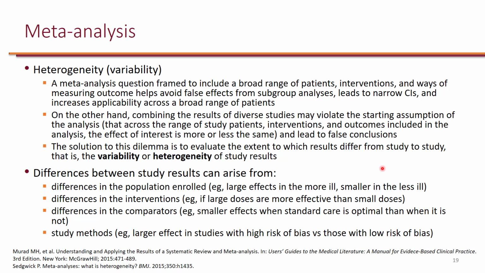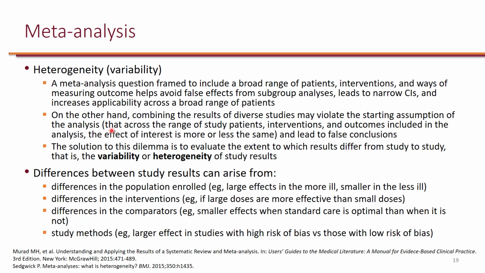When answering a question in a meta-analysis, there are so many variabilities. There are a broad range of patients, interventions, ways of measuring outcomes, and these are all important in order to avoid false effects from subgroup analysis, and they lead to narrow confidence intervals and increase applicability across a broad range of patients. However, in meta-analysis, there is an underlying assumption that across the range of study patients, interventions, and outcomes included in the analysis, the effect of interest is more or less the same. So if there's too much variability, this assumption will be violated.